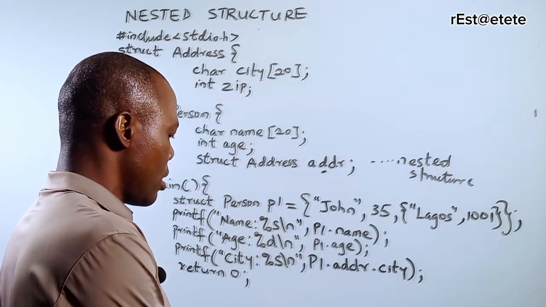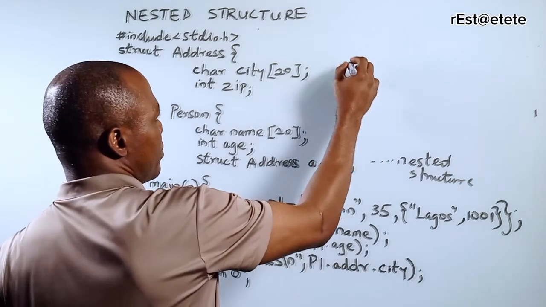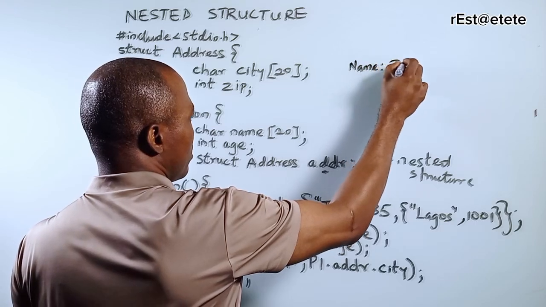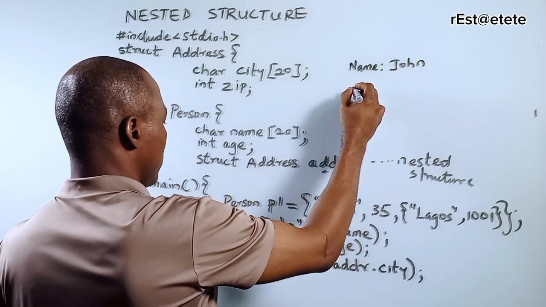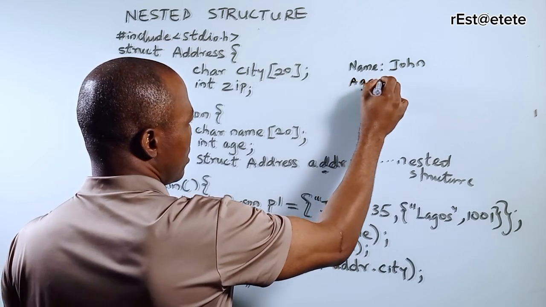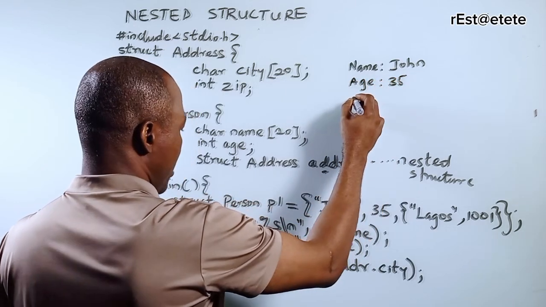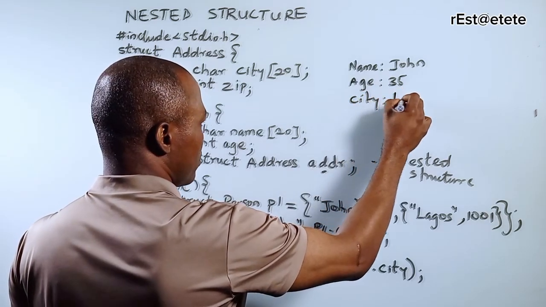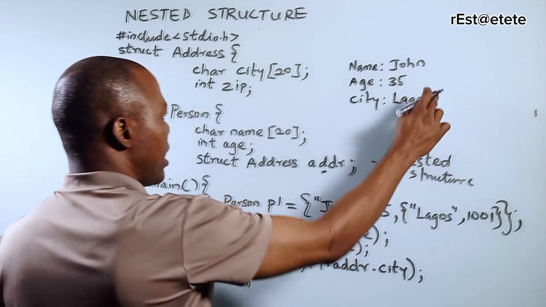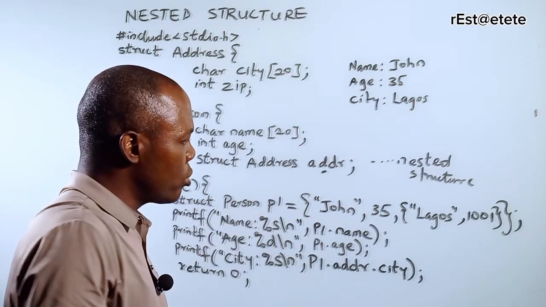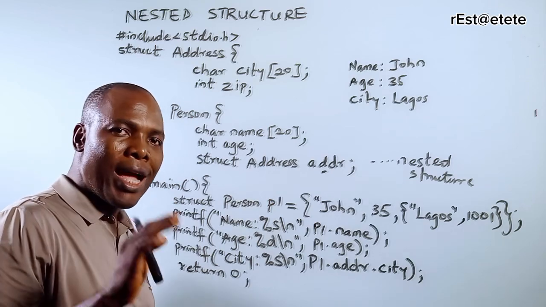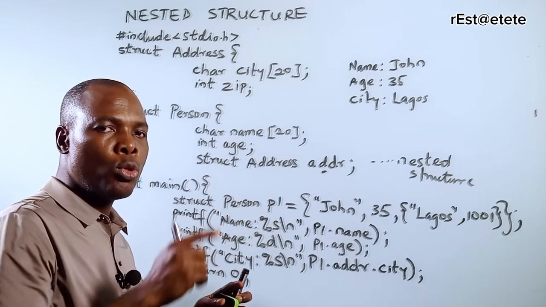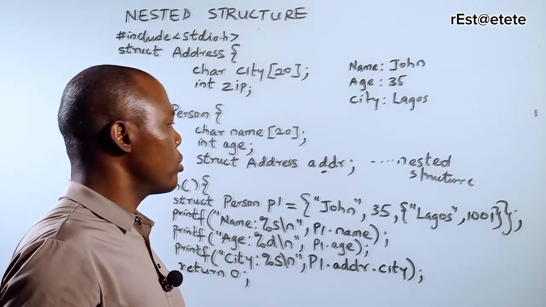So this will print out name, John, to print out age 35, and to print out city Lagos. Right? That's what it's going to print out on the screen. So let's go to Code::Blocks and let me demonstrate this for you. And then in the next class, I will show you this same thing, but accessing it through what? A pointer. So let's go to Code::Blocks.